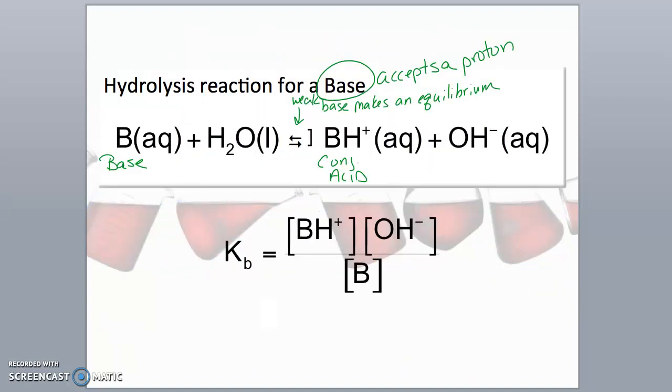We can also write a hydrolysis reaction for a base. See how the base, represented as B, accepts a proton from water, forming the conjugate acid and the hydroxide ion? The presence of this hydroxide ion is what makes the pH basic.